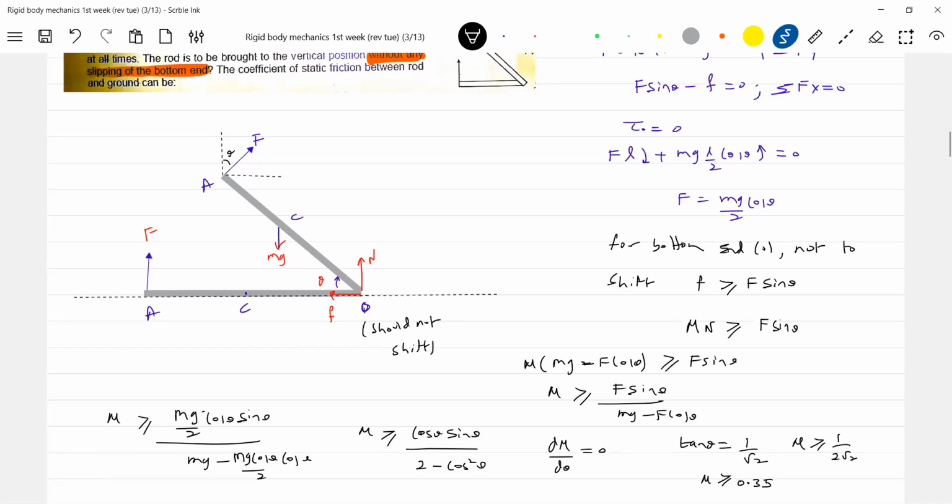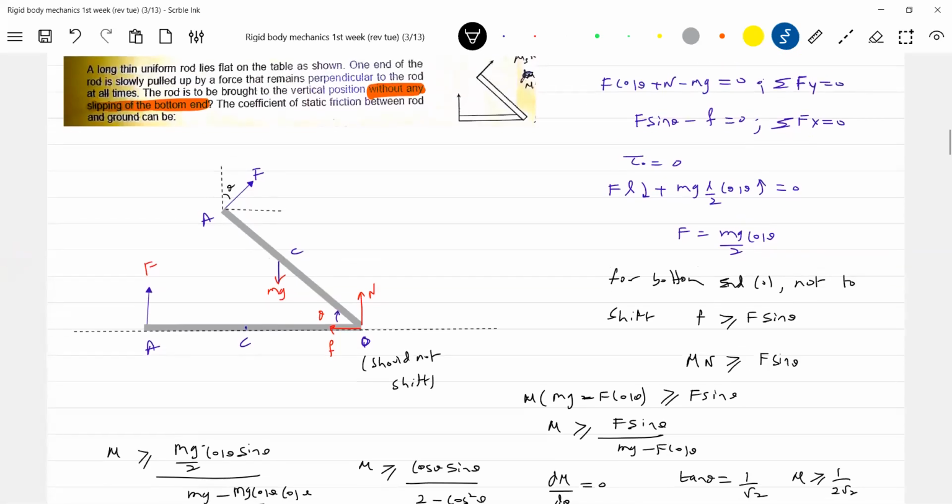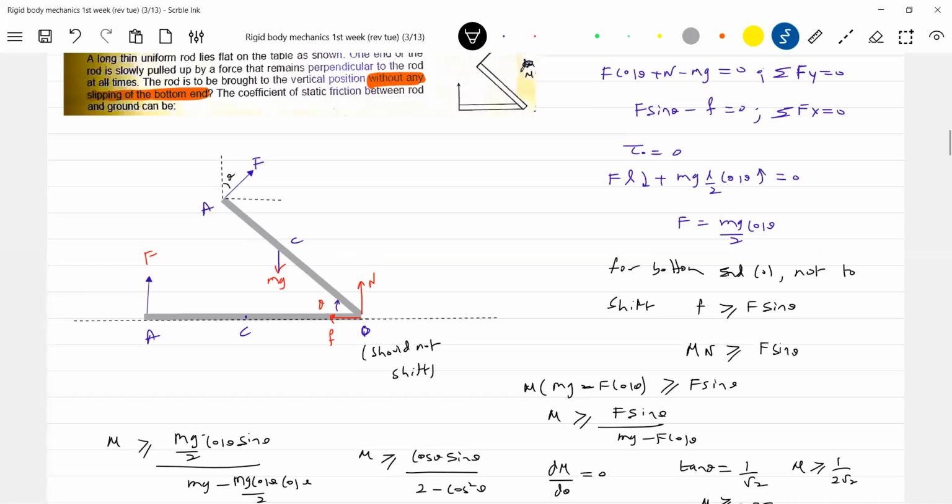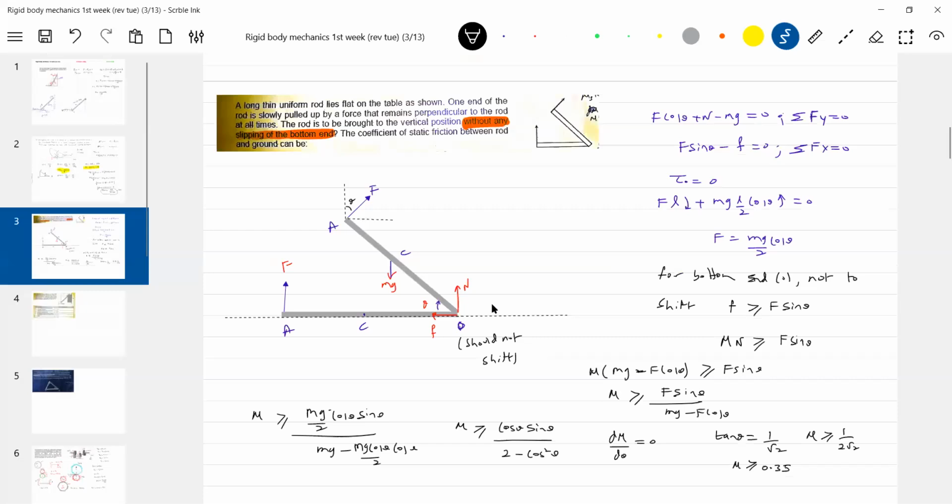Is it irrespective of F? Can we justify our answer irrespective of the value of F? Yes, if mu is greater than that, so mu is 0.4 or 0.5 or 0.6, irrespective of the value. But it should not be such that you can lift it up. There's also one problem with it. F should be less than mg by 2 now. If it is greater than this, you may lift it up.